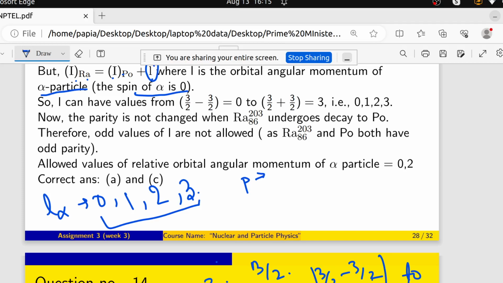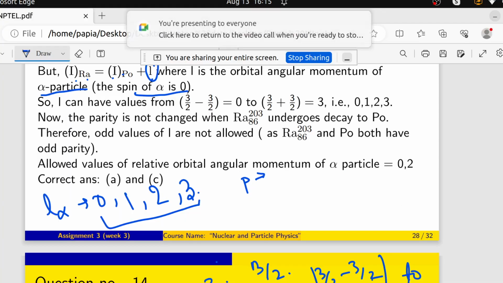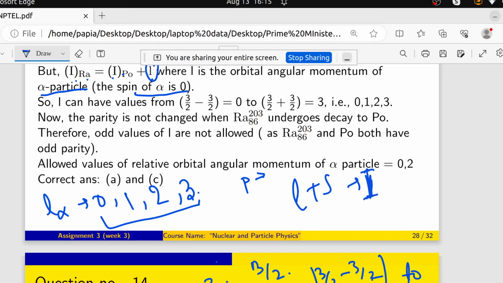Okay, I can have values from L plus S to L minus S. Like L plus S is J, that is fine. J means here I, right? But for alpha particle, where alpha particle has S value 0, we are not considering that one here. We are just replacing I with L so that it will calculate directly L alpha, which is I of RA minus I of PO.